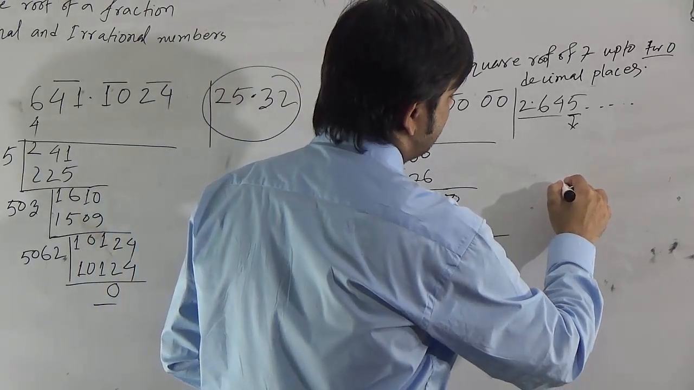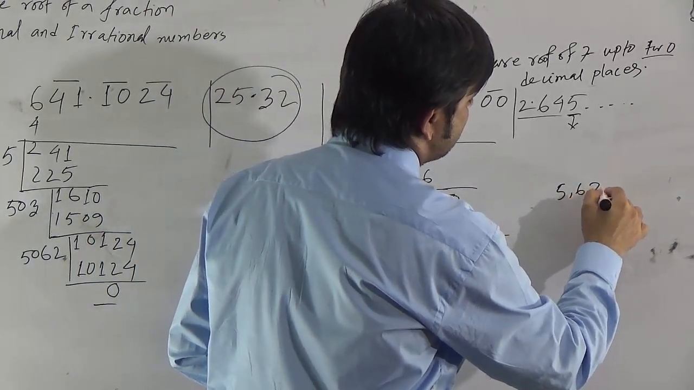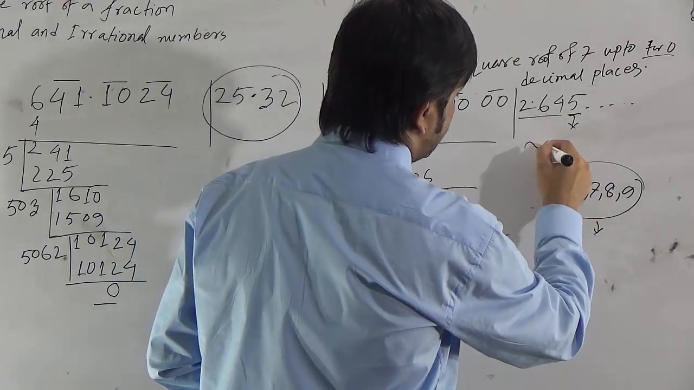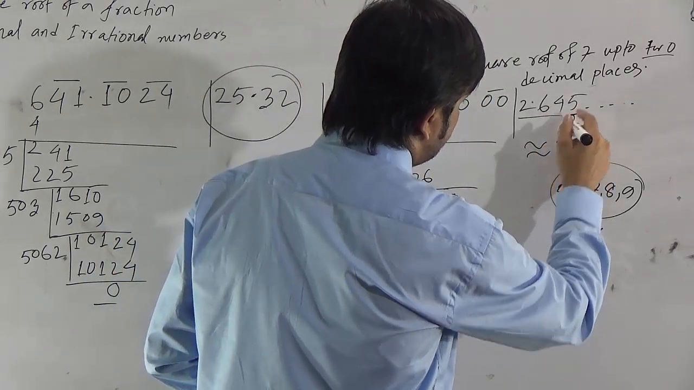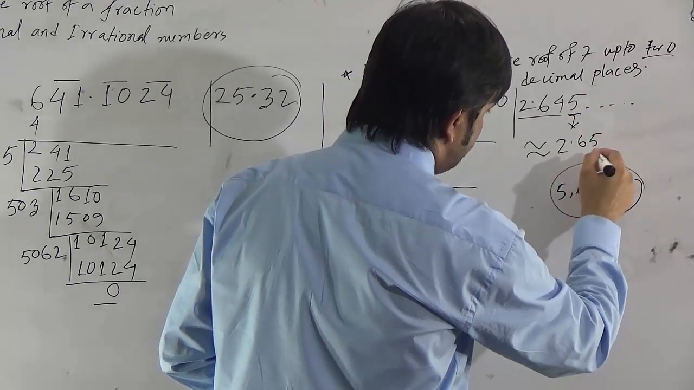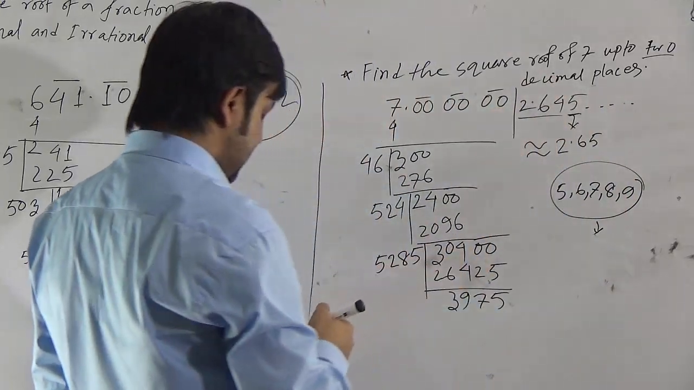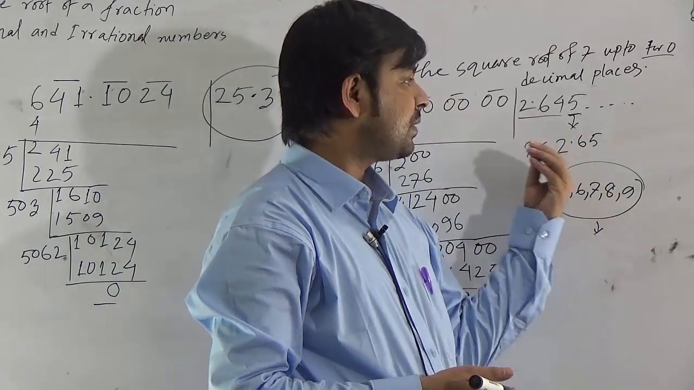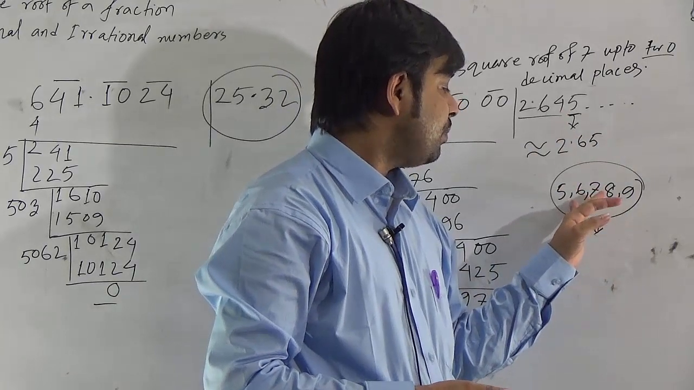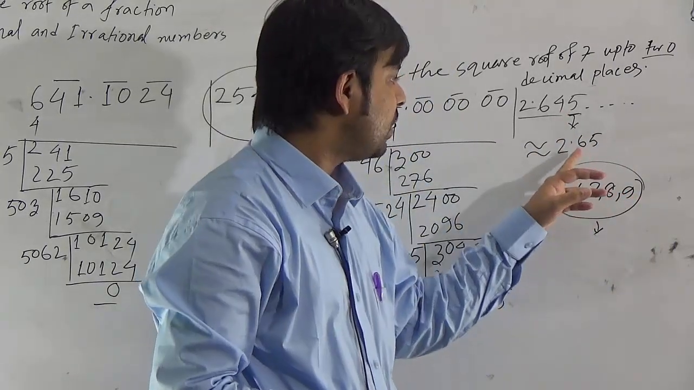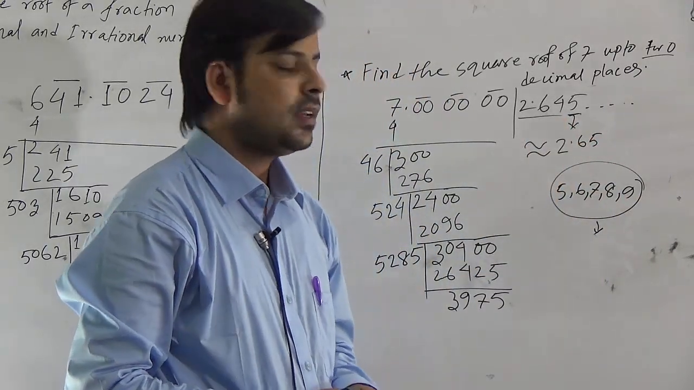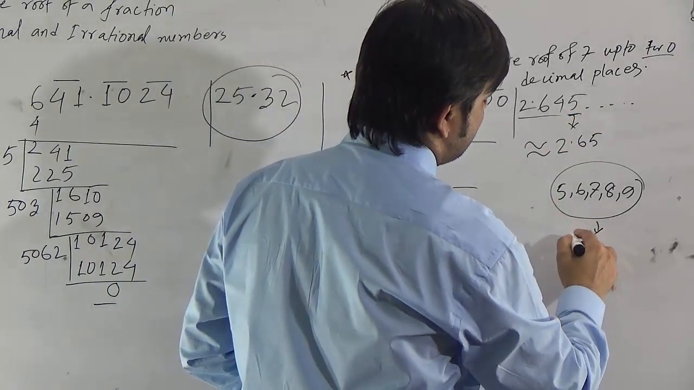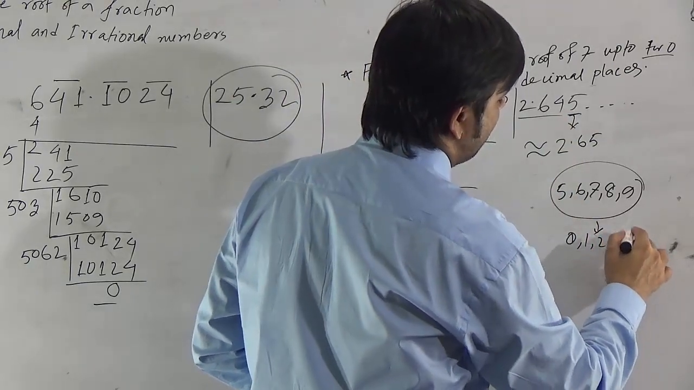If the third digit is 5, 6, 7, 8 or 9, then if we want to write only 2 digits, the approximate value of this square root will be 2.65. It means that we have to add 1 to the previous digit. If the third digit after the last digit we want to consider is 5, 6, 7, 8 or 9, then we have to add 1 more to the previous digit. If the next place is 0, 1, 2, 3 or 4, then no need to add 1.